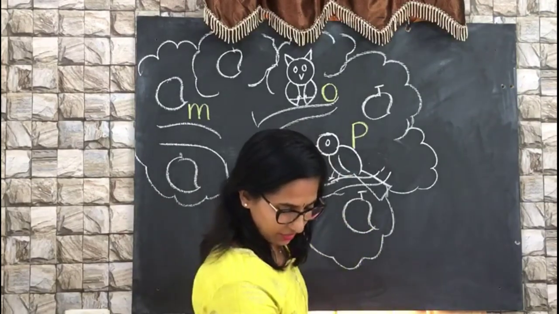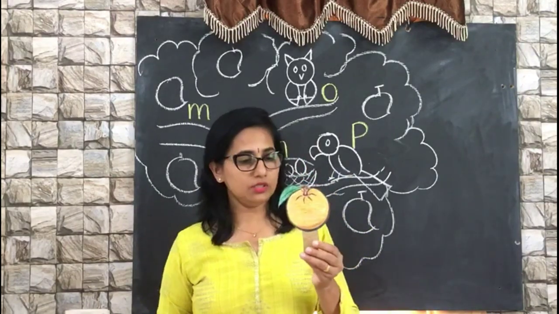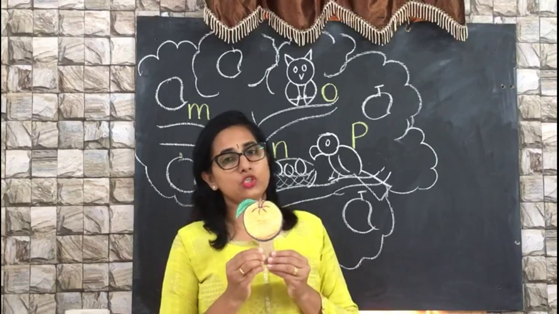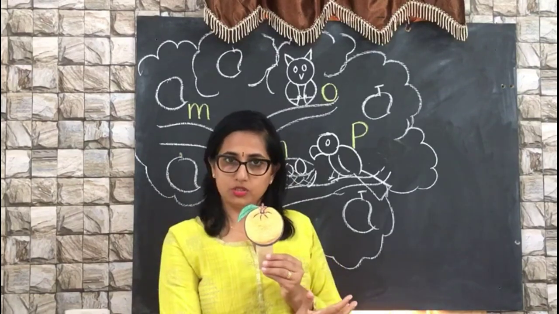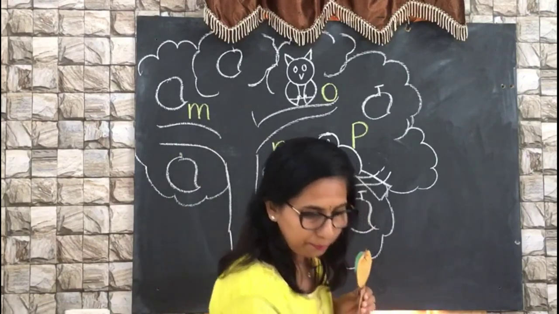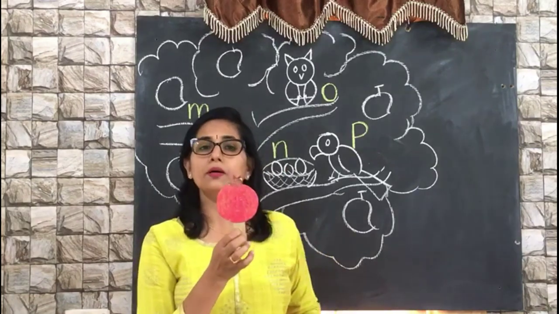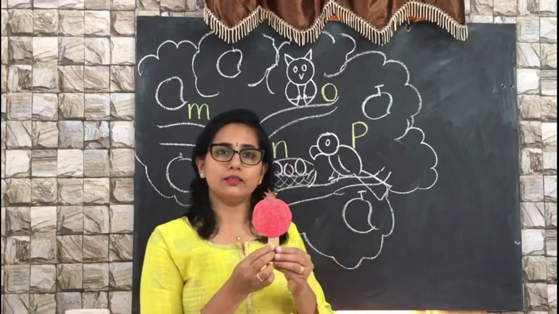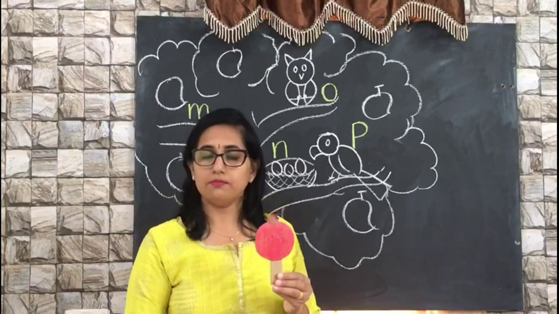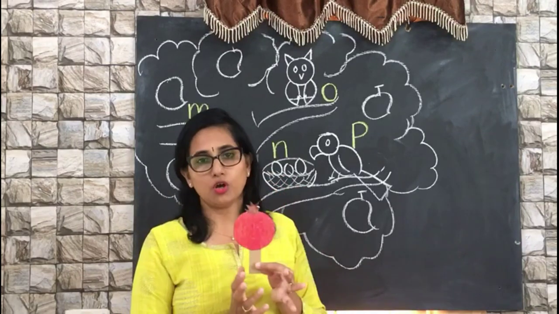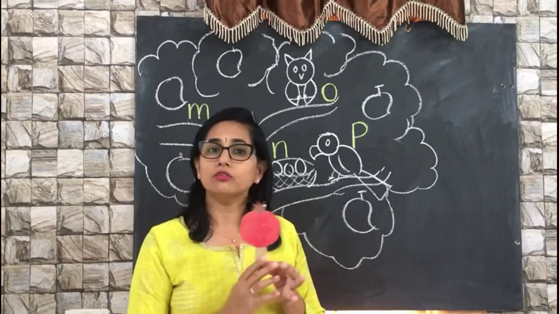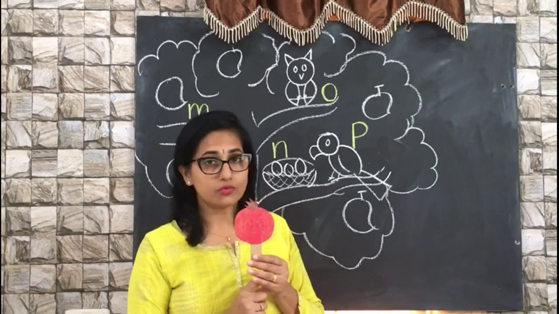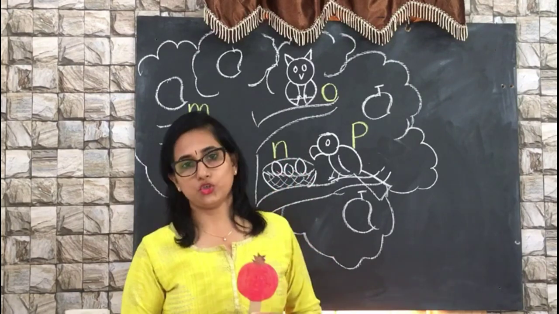The same way, here I have a picture of orange, and you can make some more pictures related to the O sound. And we have pomegranate pictures. So purple parrot, purple pomegranate, purple pan. With simple words, you can make a picture out of it and ask your child to find out the beginning sound and choose the right letter for the picture.